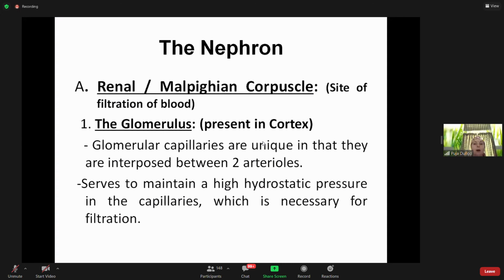वो पानी को अपने से दूर भेजेगा. So it will allow the water to move from the capillaries into the Bowman's capsule. Fluid, only fluid, no solute, right? Because it is a process of filtration.